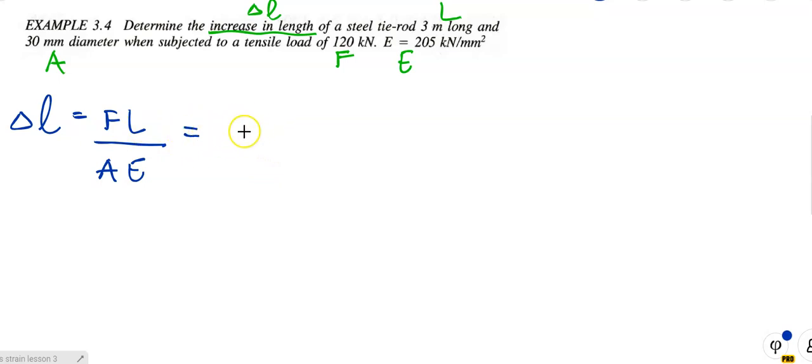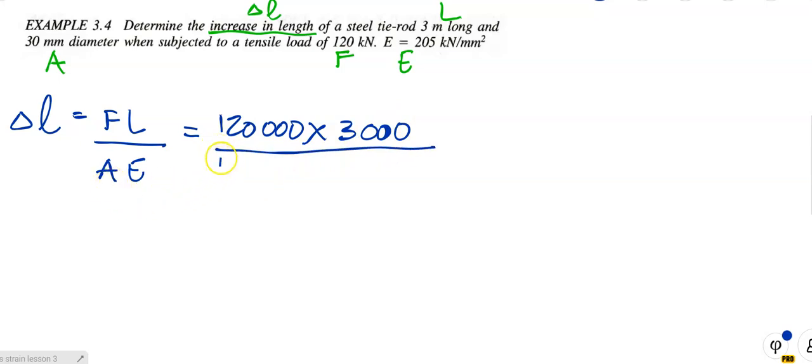Right, the load is 120,000 newtons. You need to convert to newtons, multiplied by L. L is 3 meters, converted to millimeters, that will be 3,000. A lot of people make the mistake, I'm saying it over and over, convert all distances to millimeters, over the cross-sectional area, which is quarter pi times diameter squared, 30 millimeters squared. If you leave that as 3 and make it 30 millimeters, it's going to be wrong. You'll get the right numbers, but the decimal will be in the wrong place.